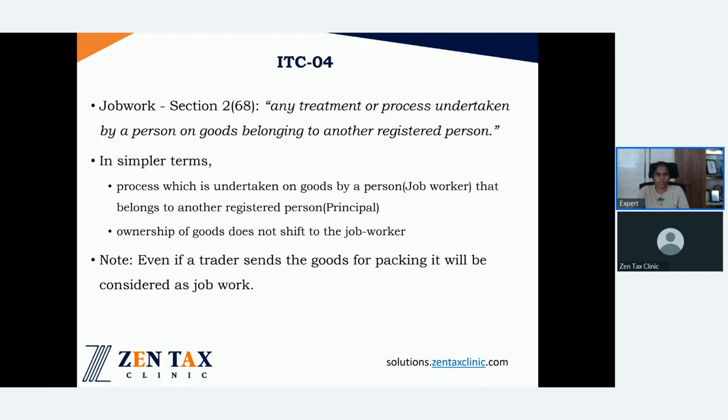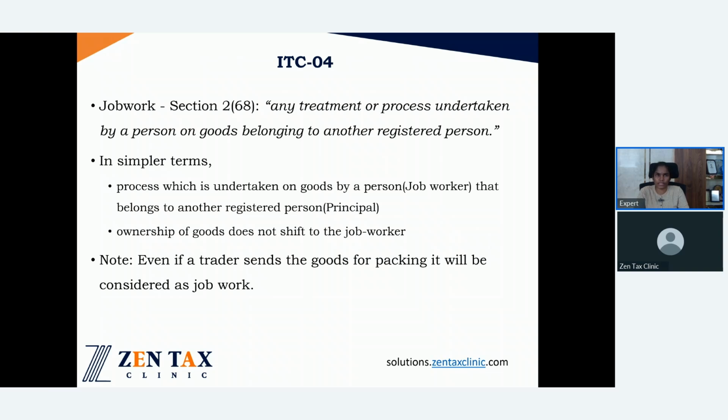So in simpler terms, a process or treatment is undertaken on goods by a person who is the job worker, and those goods on which the process is being undertaken belong to another registered person, also known as the principal. Now, the ownership of the goods on which the process is being undertaken does not shift to the job worker. Also, should the principal just be a manufacturer? Can't he be a trader? No, he can be a trader too, as the section only says registered person and not manufacturer in particular.